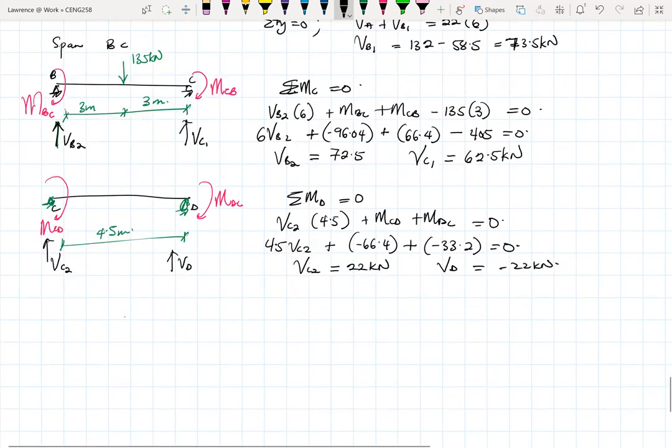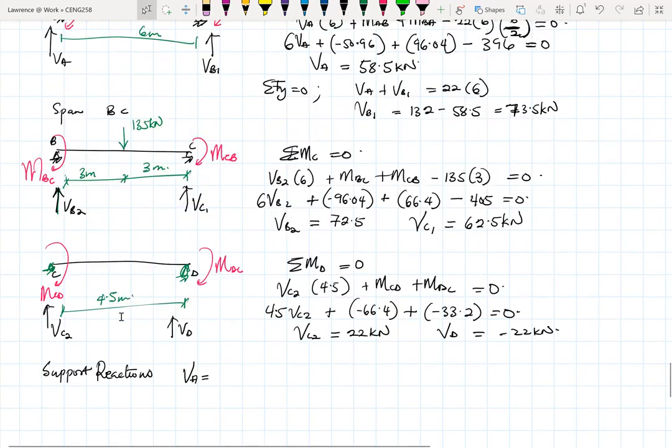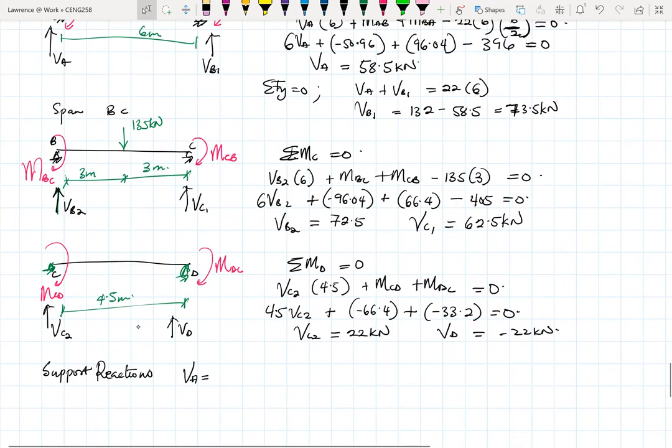So for the support reactions, VA would be 58.5 kilonewtons. VB will be equal to VB1 plus VB2. So when you sum the two of them up, I think we had 73.5 for VB1, and 72.5 for VB2. So that should give us 146 kilonewtons.